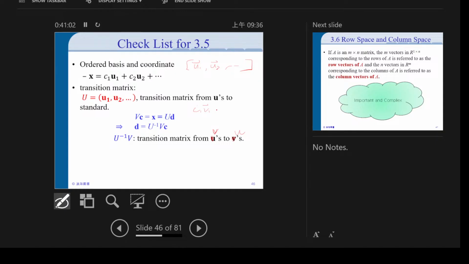On the second part we have C1 V1 plus C2 V2 plus so on, equal to D1 U1 plus D2 U2, etc. Yeah, I will try to fix the notation here and upload the slide.